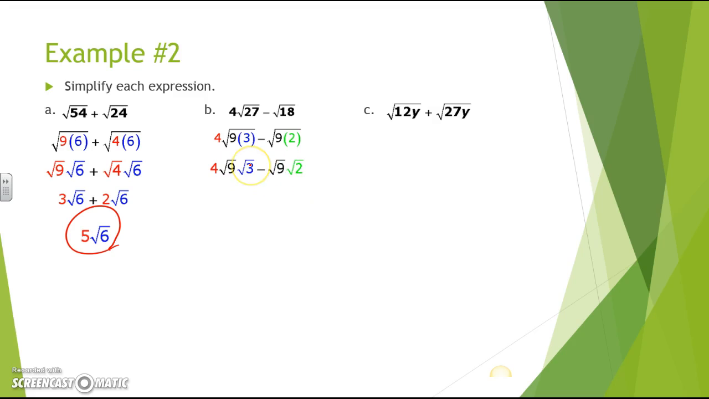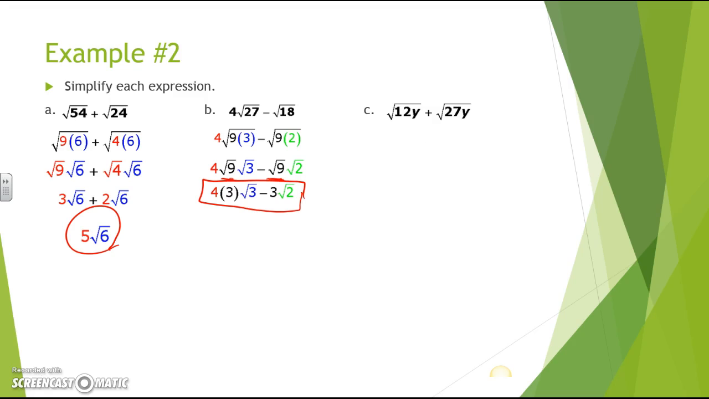We have no like radicals here, so what I'm going to do is we can take the square root of 9 and we get the value 3. So I pull that out in front, which is 4 times 3 times the square root of 3 minus 3 times the square root of 2. So notice how they just pulled out these perfect square numbers with the values in front. And my final answer is this.